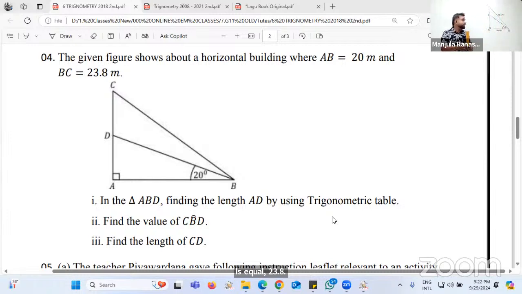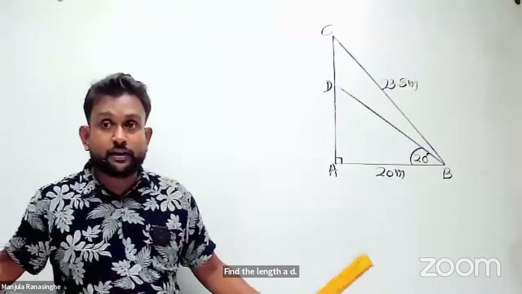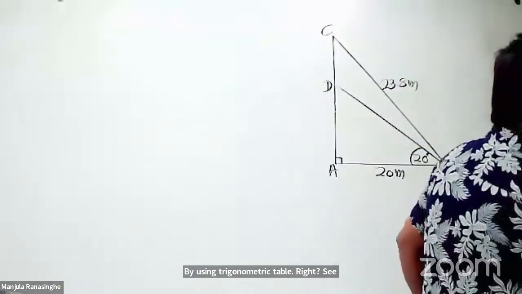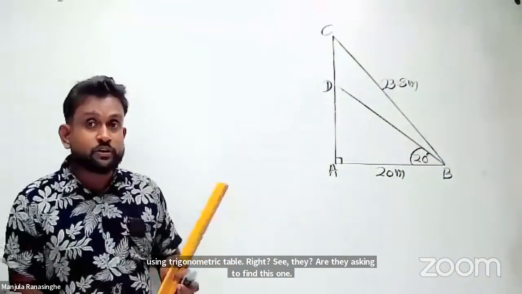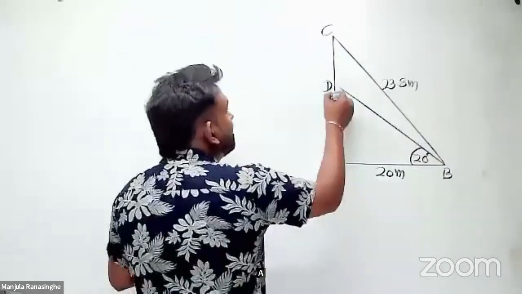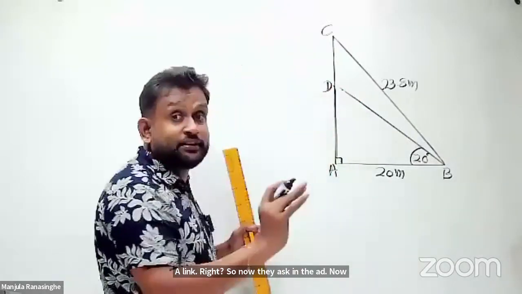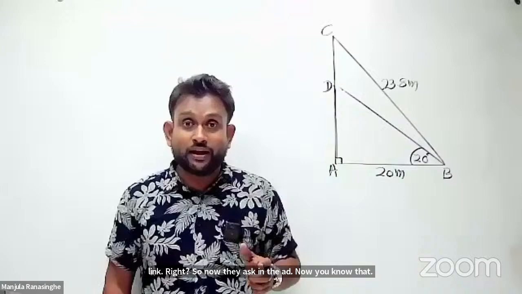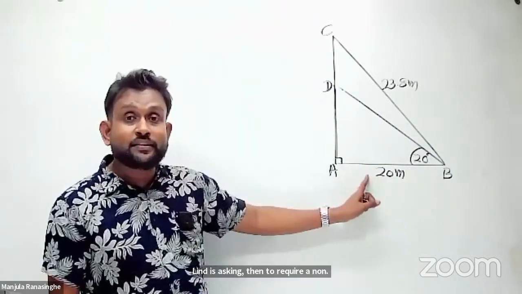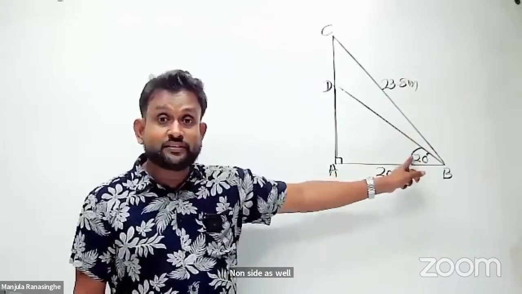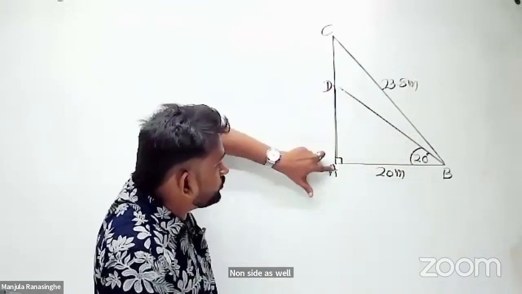In the triangle ABD, find the length AD by using the trigonometric table. Right. See, they're asking to find this length. Now they're asking the AD length. Since the length is asked, you require a known side as well as a known angle. So this is the triangle AD relates to.